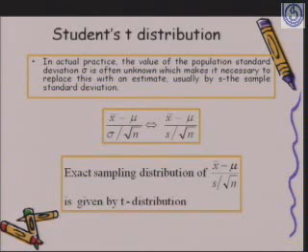Alright, and why is it given by t, when earlier we were saying that it is defined by a z distribution? Because if your sample size is less than 30, then you will be using the student t distribution, but if your sample size is more than 30, you would safely replace t by z, and you will say that this is a standard normal variate.